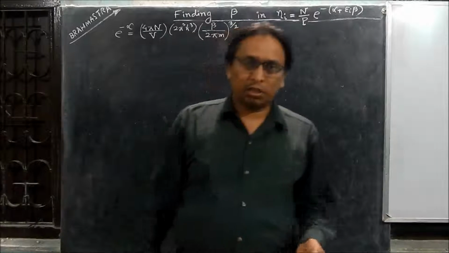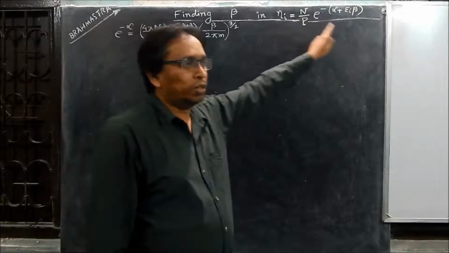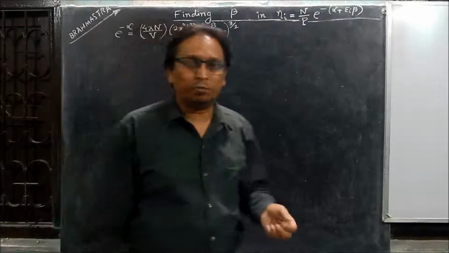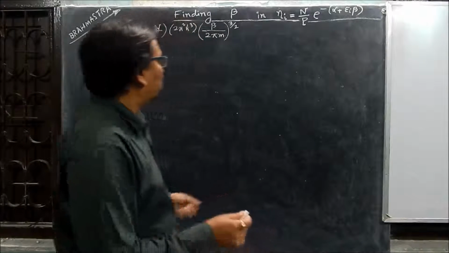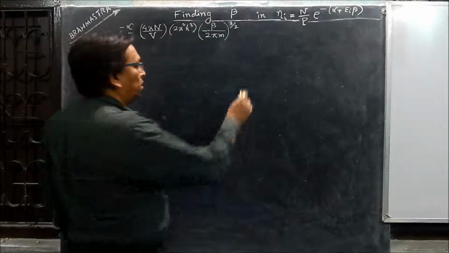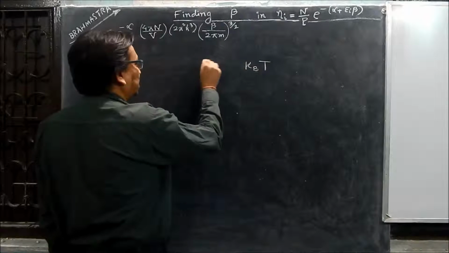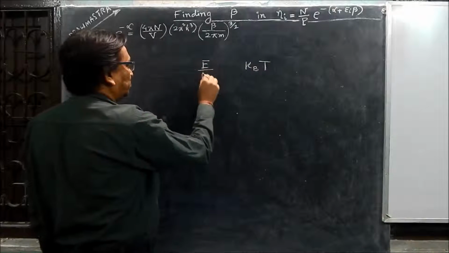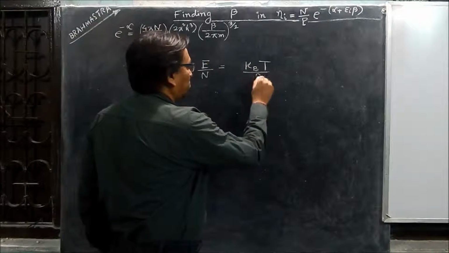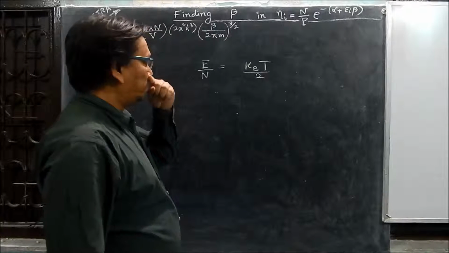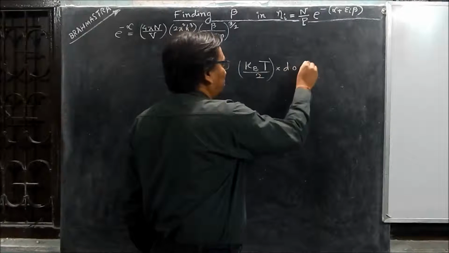Now we are interested to find the value of beta in this equipartition theorem, in the equipartition formula that was derived by Boltzmann. According to him, each particle should have this much energy, that is the energy per particle. So each particle should have this much, this by 2, and this multiplied by its degree of freedom.